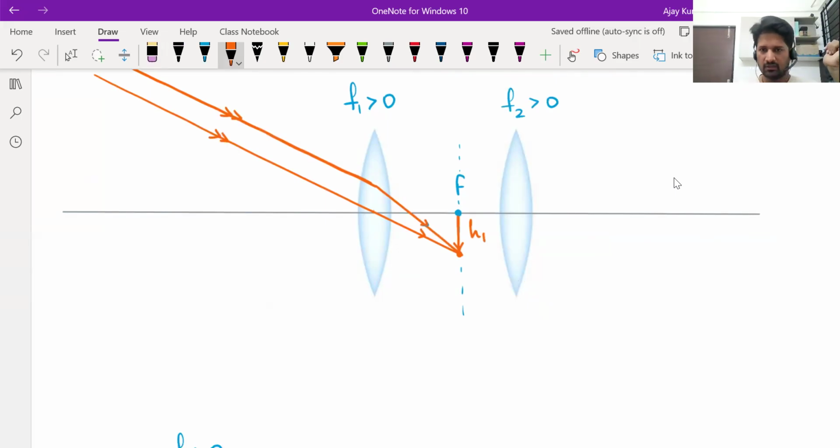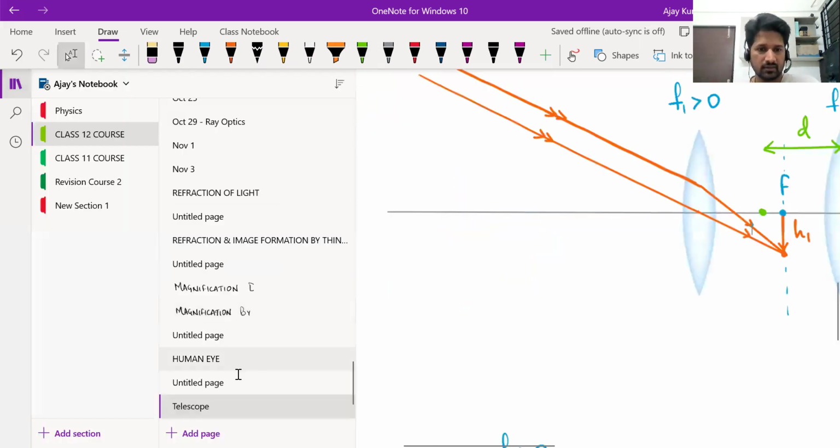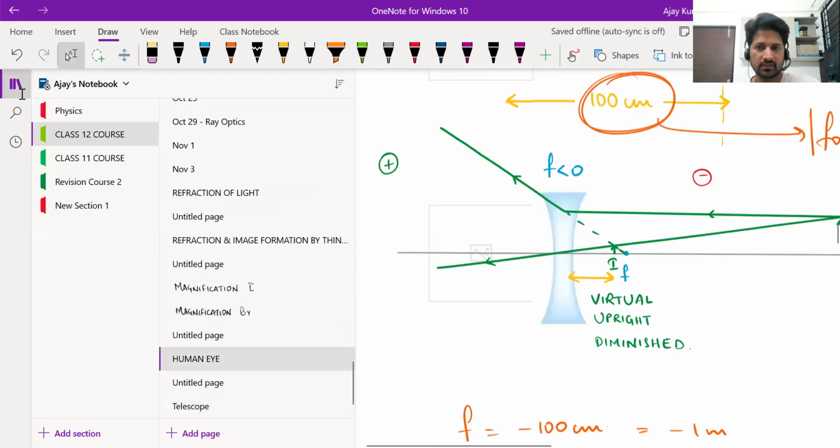Now if you treat H1, the image of height H1, as an object for the second lens, basic ray tracing, we want the image on the left side. For the image to be on the left side, this first image that forms should be at a distance d from the second lens, where d is less than its focal length. Like I'll show you the ray diagram in case of a simple microscope.